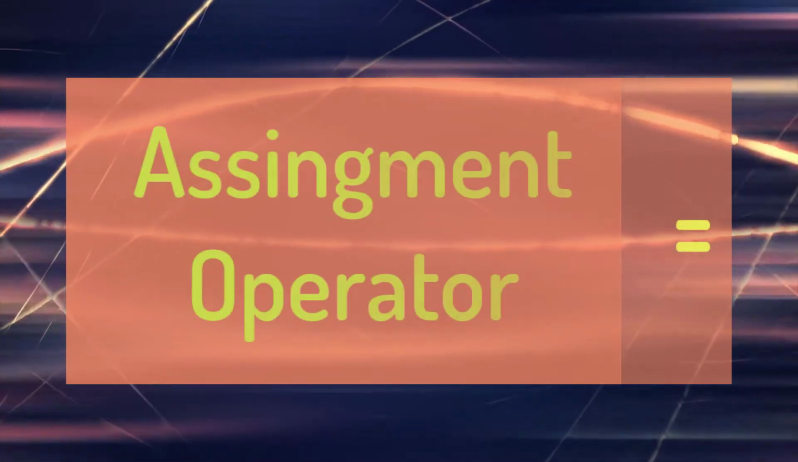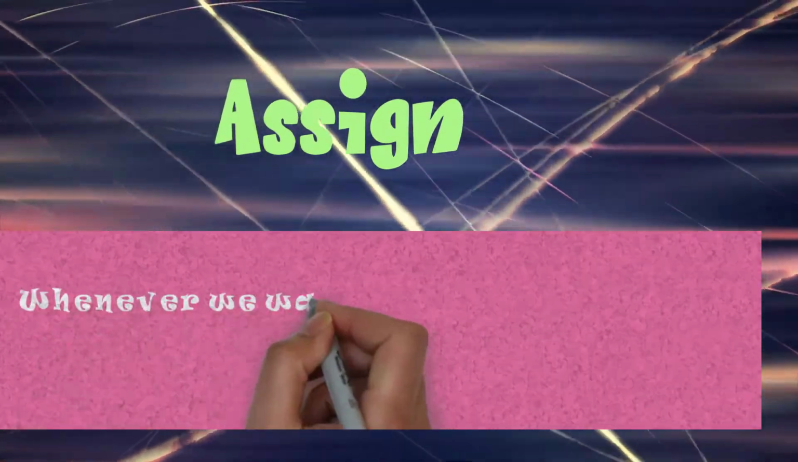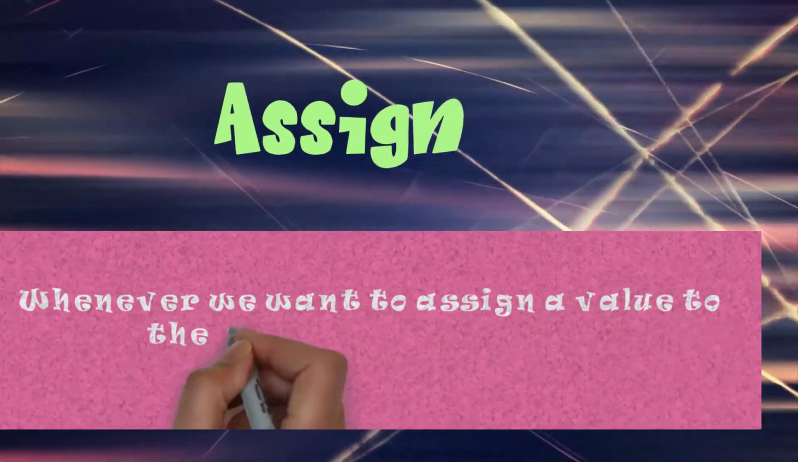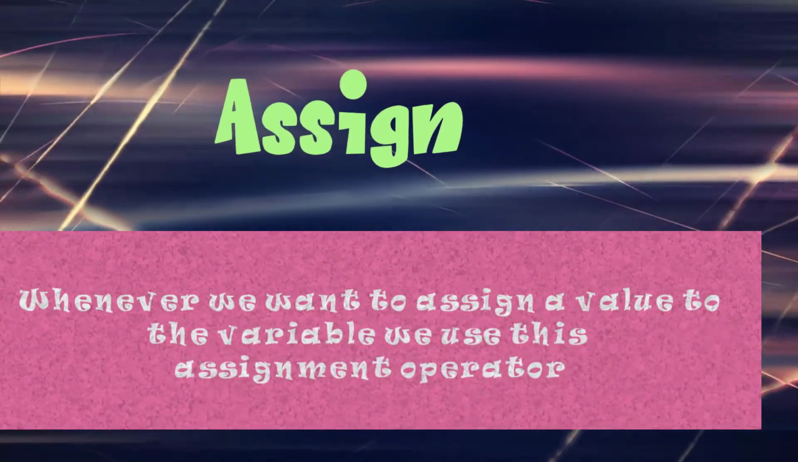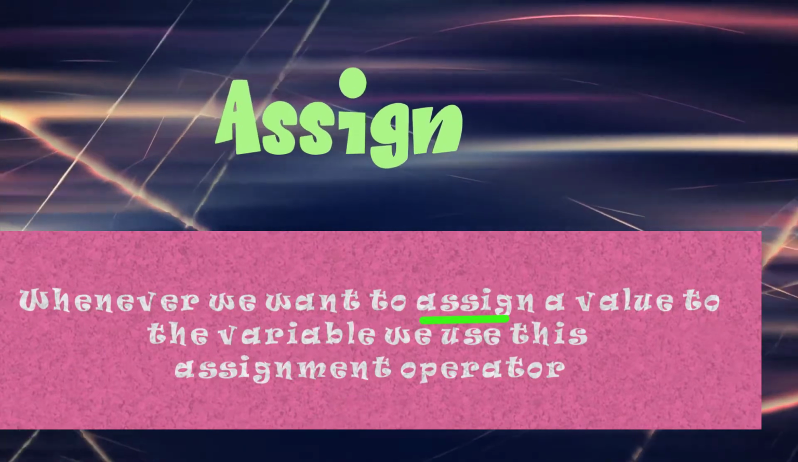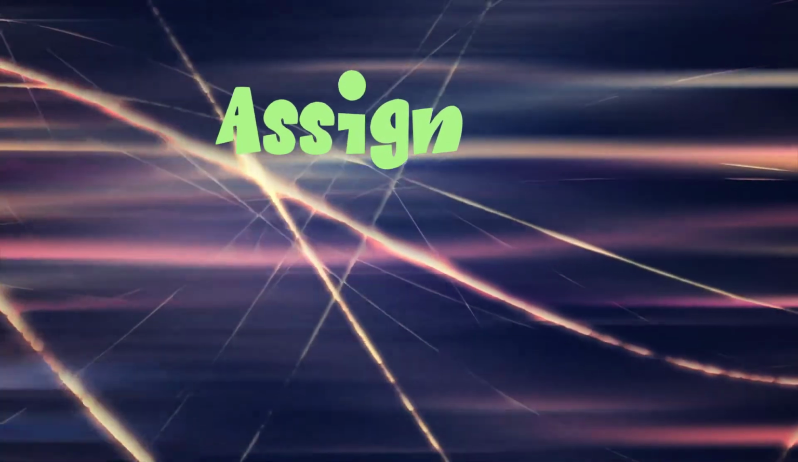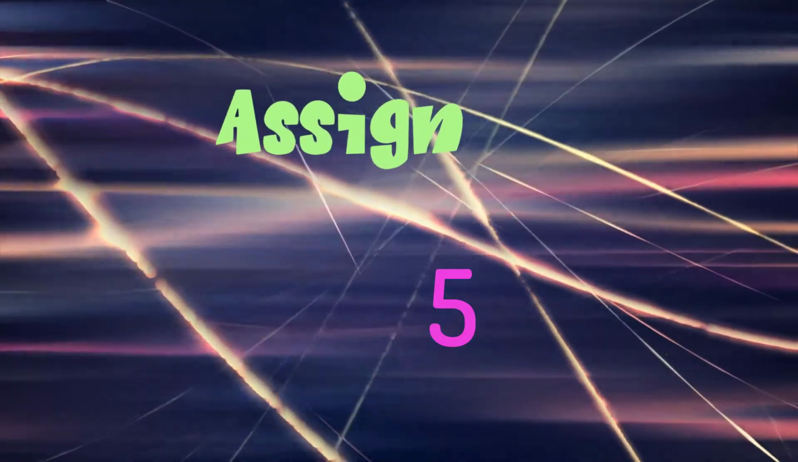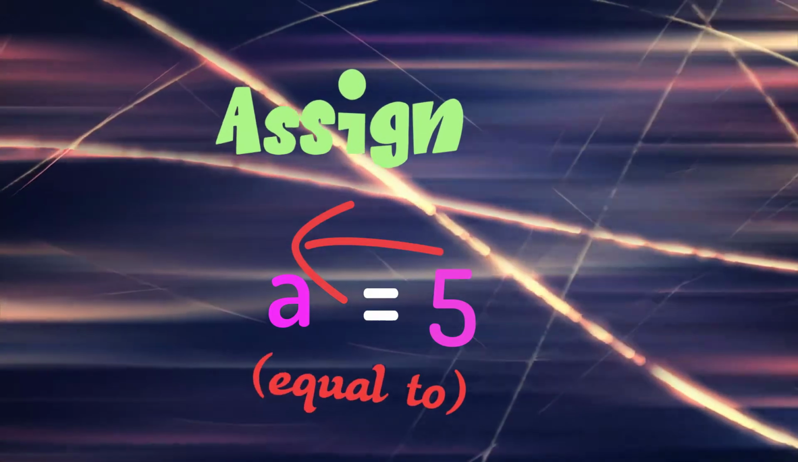Next we see about assignment operator. As the word assign suggests, whenever we want to assign a value to a variable, we can use this assignment operator. So this assignment operator is used when we want to assign a value to a variable. For example, if we want to assign a value 5 to a variable a, then we have to use the equal to symbol.